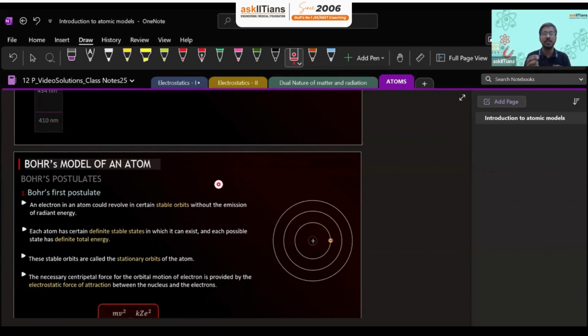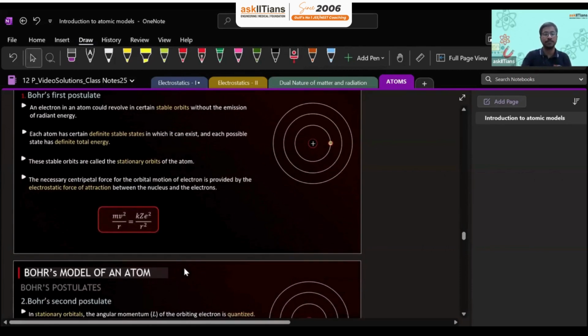Each atom has certain definite stable states in which the electron can exist, and each possible state has a definite total energy, right? So there is a definite value of total energy for those orbits, and these stable orbits are called stationary orbits of the atom. The necessary centripetal force for the orbital motion of the electron is provided by the electrostatic force of attraction between the nucleus and the electron.